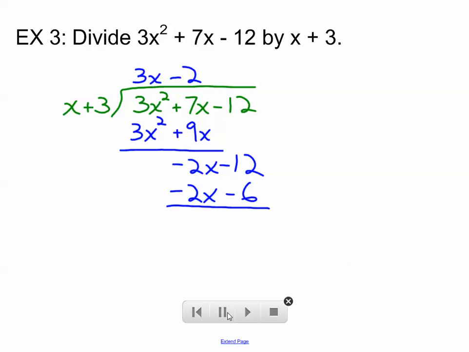And again, we'll subtract. Be careful. Negative 12 minus negative 6 is like negative 12 plus 6, which is negative 6. That's our remainder, negative 6. We can't multiply x by anything to get negative 6, so we'll put it up there in the form of a fraction, negative 6 over x plus 3. Just like in the last example, where 3 was our remainder and we put it over 18, so we went 3 over 18. It's the same exact process.